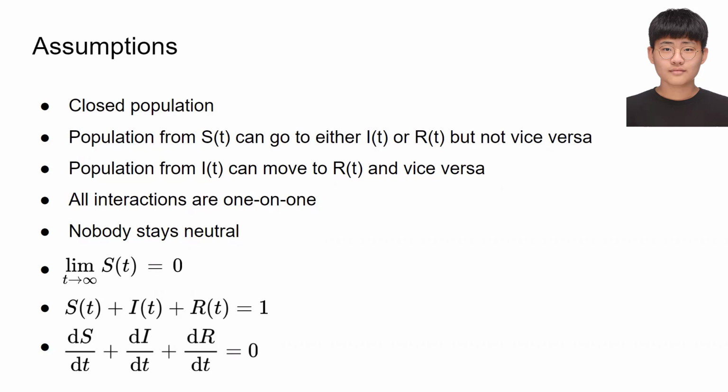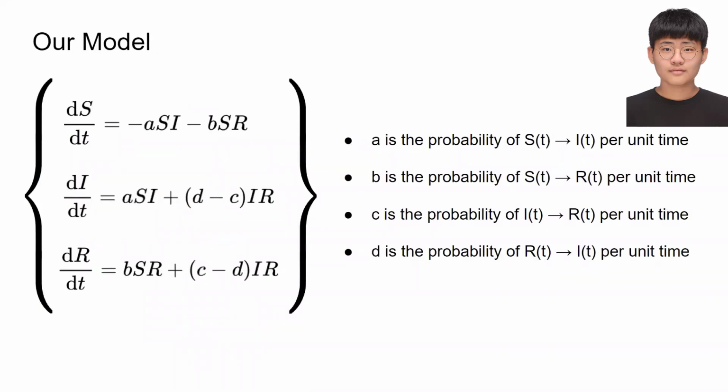We assume that all interactions between social groups are one-on-one, and no social media users stay neutral. This implies that eventually the population of S will become zero, and it will be transmitted to either I or R. As we assume that the population is closed in our model, the sum of the rate of change for each compartment, S, I, and R, is zero. Our model focuses on examining the rate of change for the uninformed, misinformed, and correctly informed groups with respect to t.